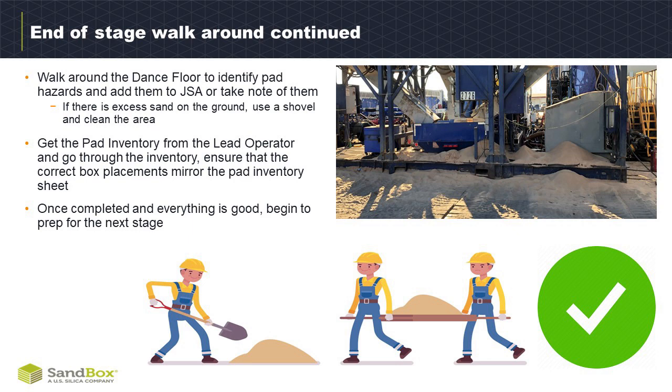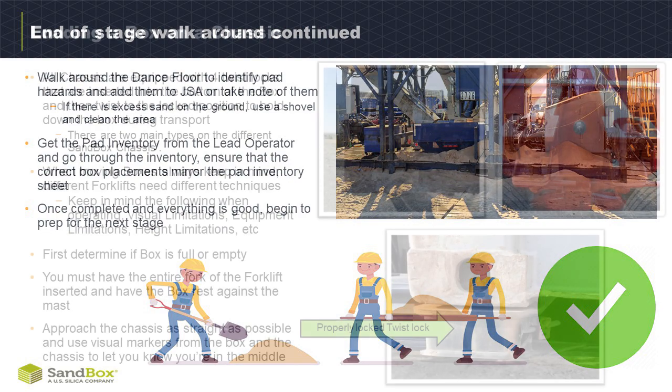Walk around the dance floor to identify pad hazards and add them to the JSA. Fix them or take note of them. If there is excess sand on the ground, use a shovel and clean the area. Get the pad inventory from the lead operator and go through the inventory. Ensure that the correct box placements mirror the pad inventory sheet. Once completed and everything is good, begin to prep for the next stage.